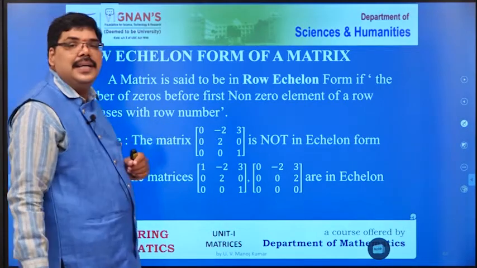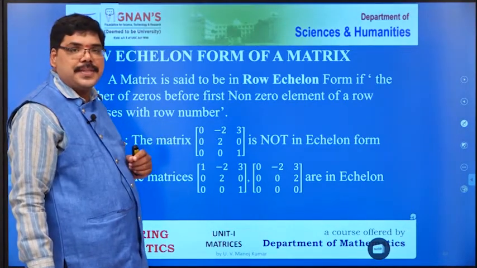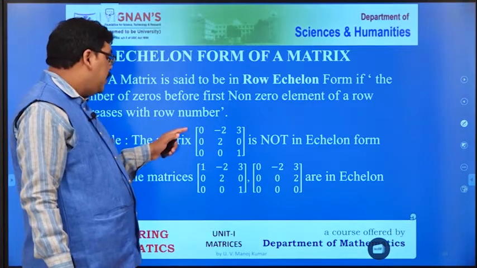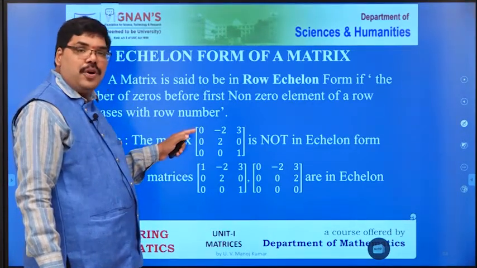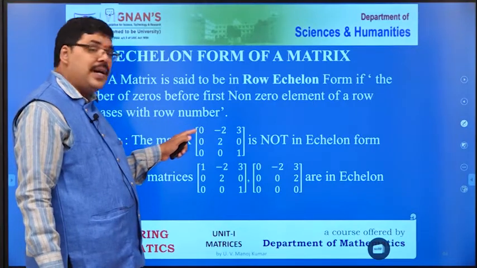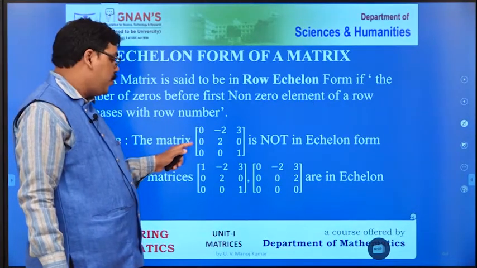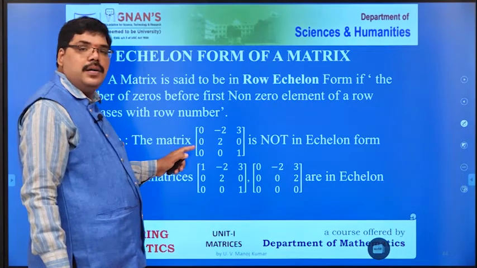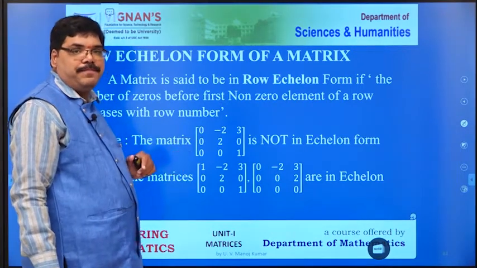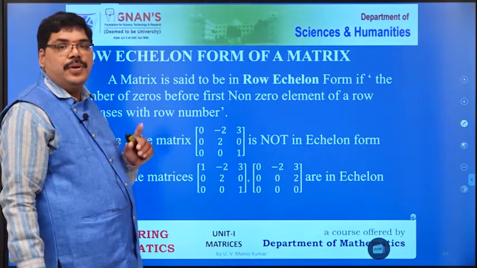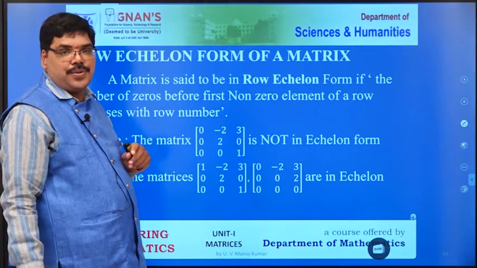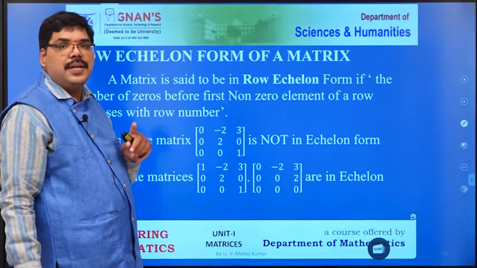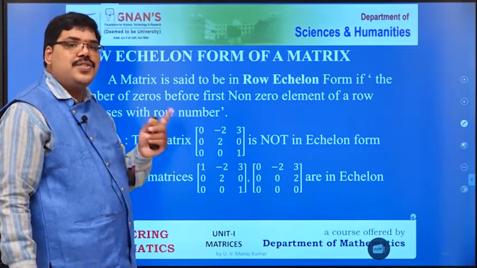See here, there are 2 examples. In the first example, if you count zeros, 1 zero here, 2 zeros here, 2 zeros here. No, you should not count all zeros. You should count only those zeros which are before a non-zero number.